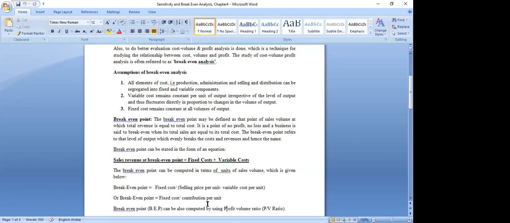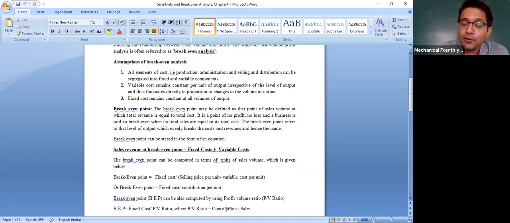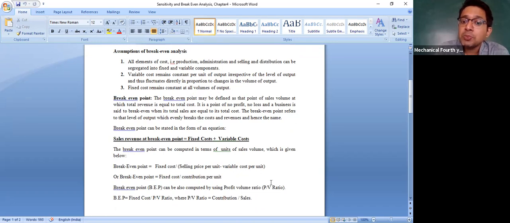Naseem, have you understood the concept of contribution per unit? Right, okay. Break-even point can be computed by using profit volume ratio as well, which is known as PV ratio. Break-even point is equal to fixed cost by PV ratio, where PV ratio is equal to contribution by sales. PV ratio stands for profit volume ratio. Now, what do we mean by contribution? Contribution is selling price per unit minus variable cost per unit.